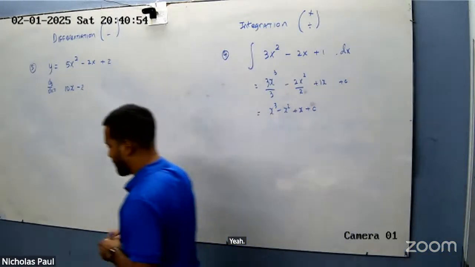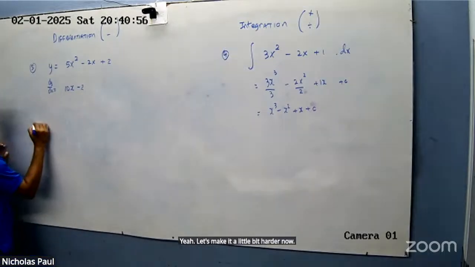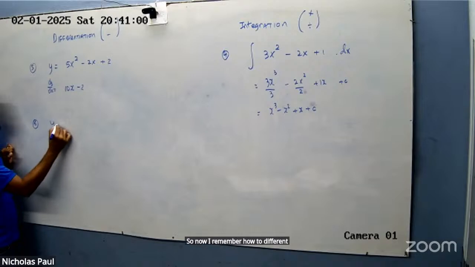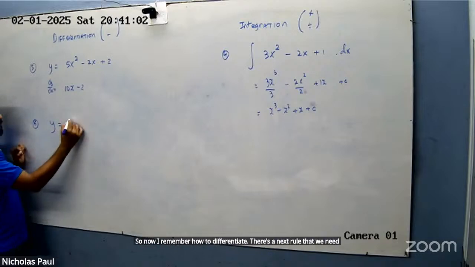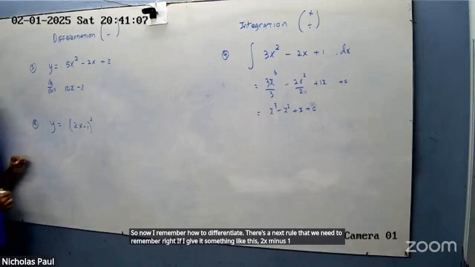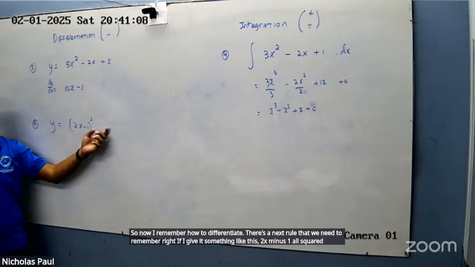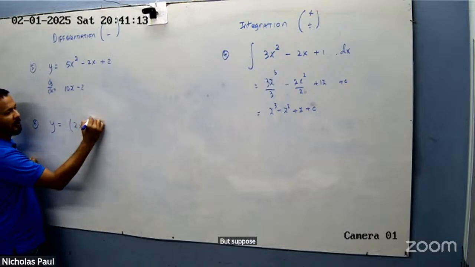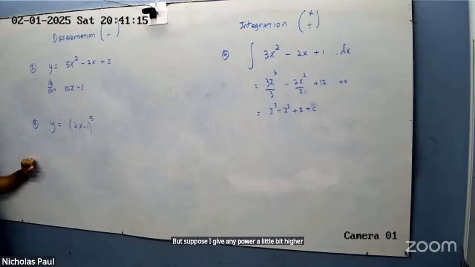Right, let's make it a little bit harder now. So now that we remember how to differentiate, there's a next rule that we need to remember, right? If I give you something like this, 2x minus 1 all squared, you might be able to expand out the bracket and then differentiate, right? But suppose I give you the power a little bit higher, to be a little bit harder, right?